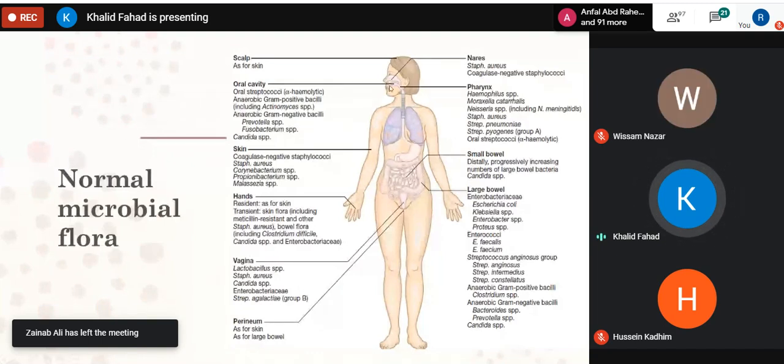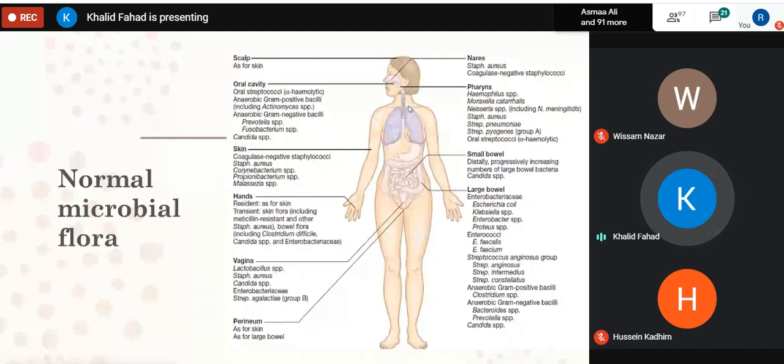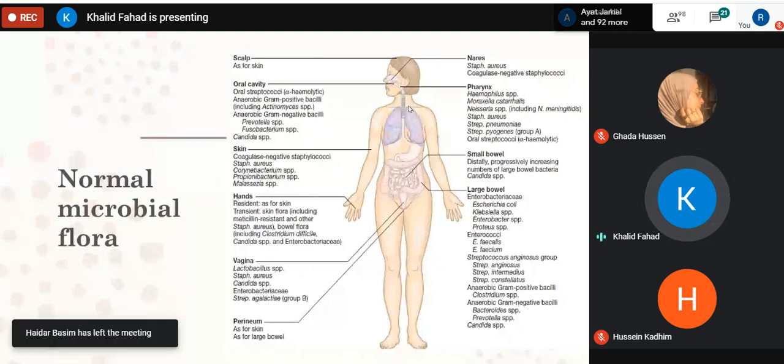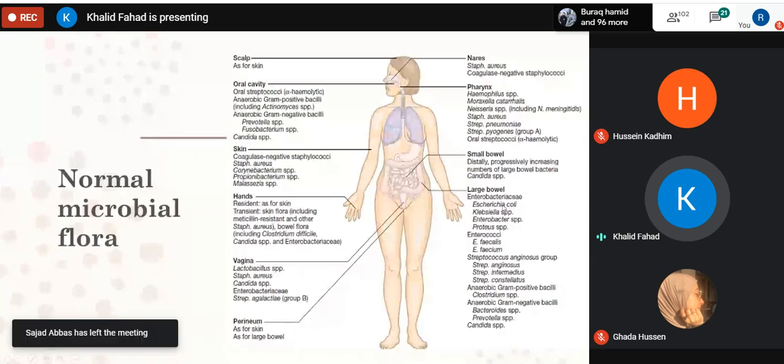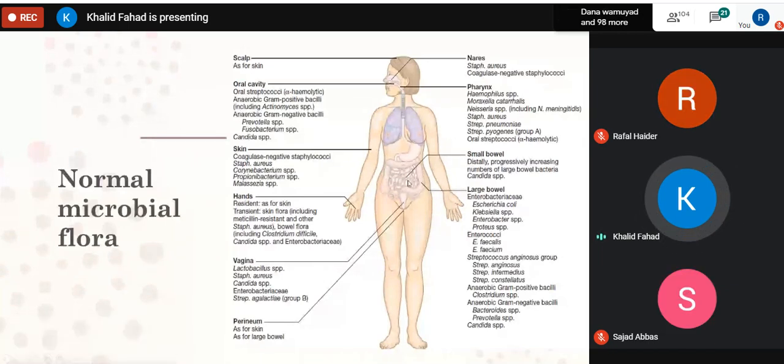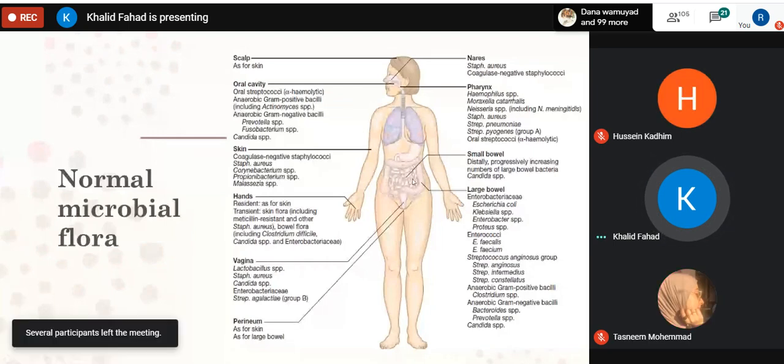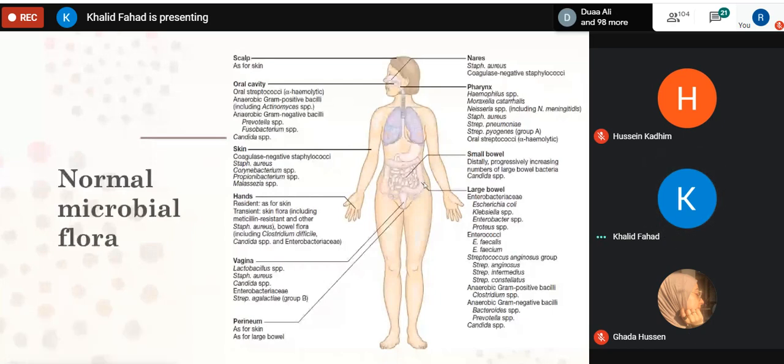For example, the oral cavity is colonized by many organisms, for example oral streptococci and anaerobes such as gram-positive bacilli. The large bowel is also heavily colonized by many bacteria, for example Enterobacteriaceae such as E. coli. These are normally present in the human large bowel, but are not present in the normal urinary tract. So if it is present there, we will not classify it as normal microbial flora; we will classify it as a pathogenic bacterium.